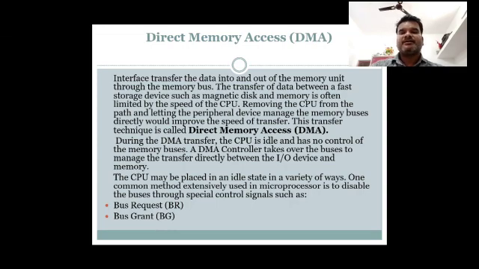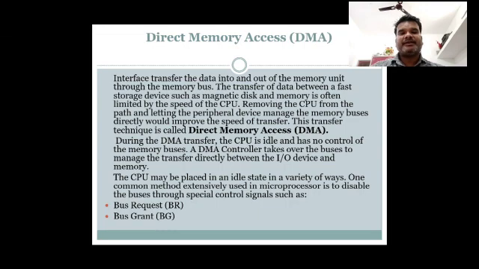bus. The transfer of data between a fast storage device such as a magnetic disk and memory is often limited by the speed of the CPU. Removing the CPU from the path and letting the peripheral device manage the memory buses directly would improve the speed of transfer. This transfer technique is called direct memory access or DMA.